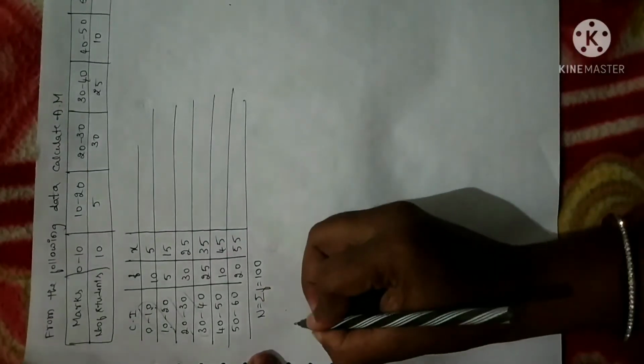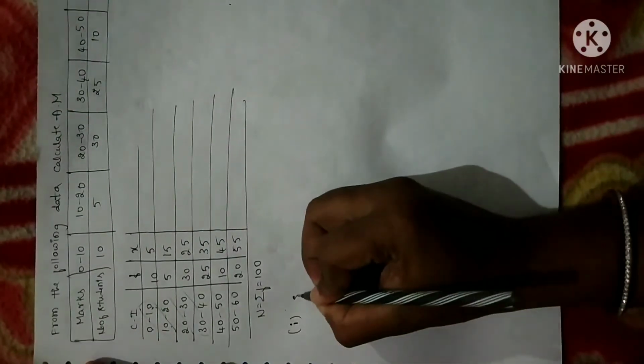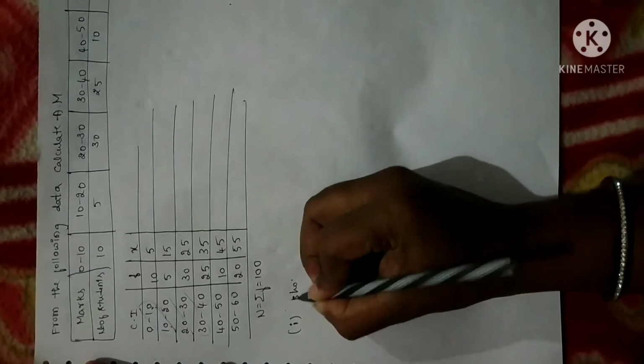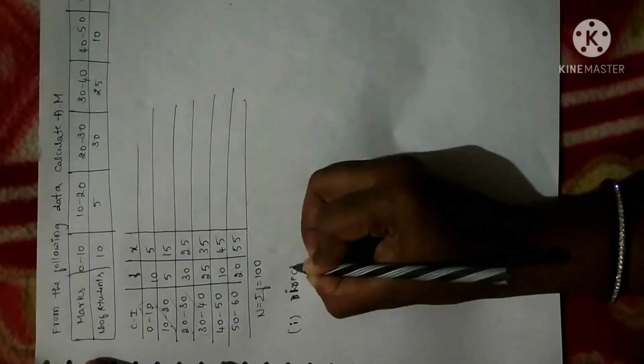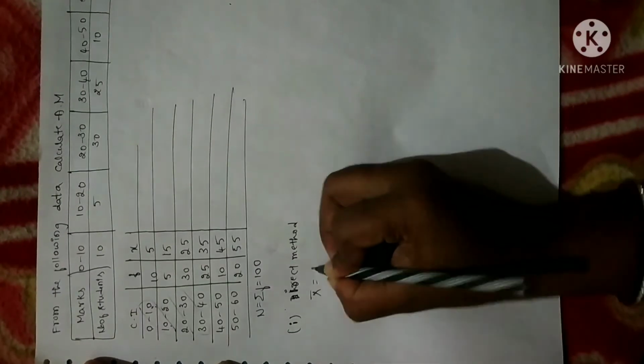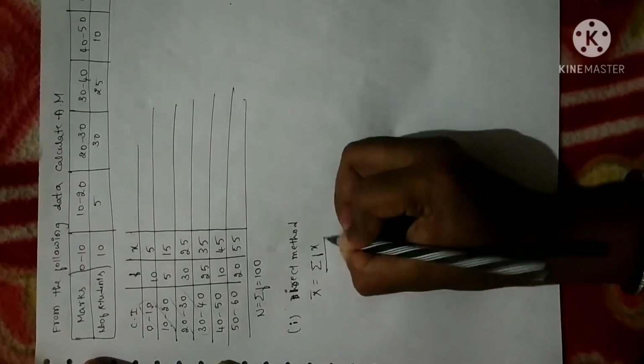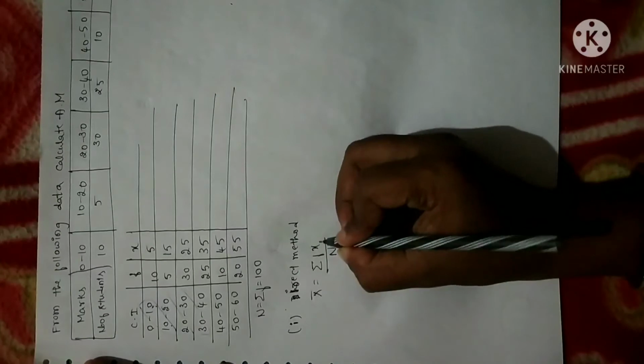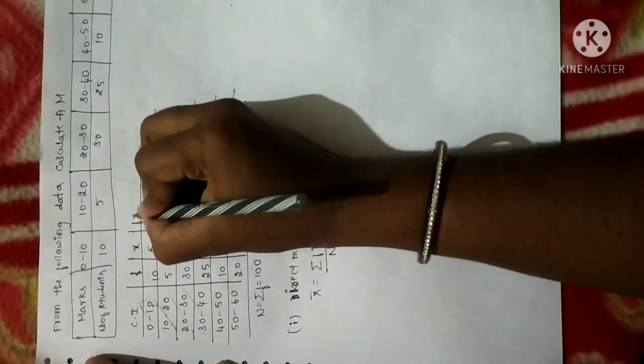Now I am going to solve this problem in all the three methods. First, let me do it by the direct method. For the direct method, what is the formula we have? X bar is equal to sigma fx divided by n. So we have to find fx first. We have to multiply these two columns, f with x. 10 into 5 is 50.